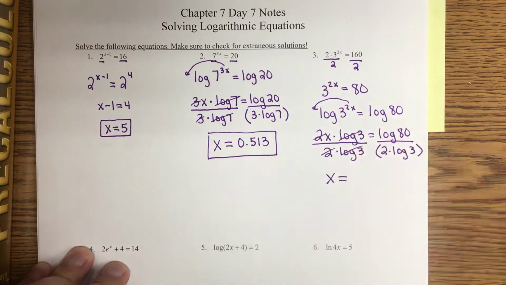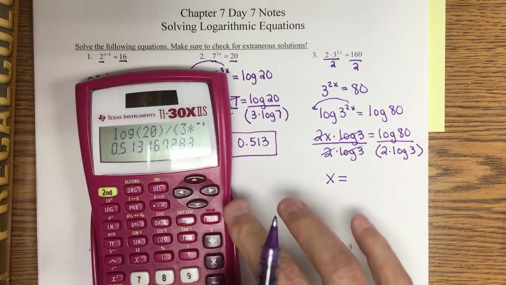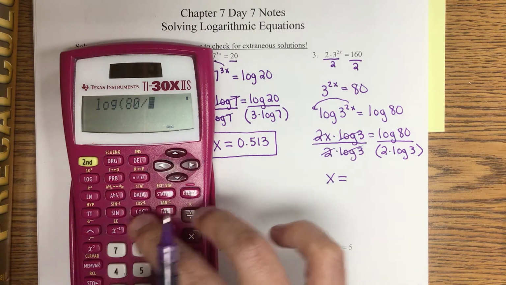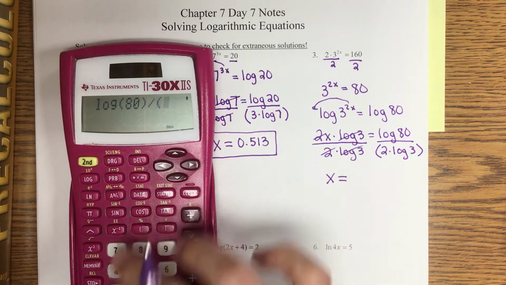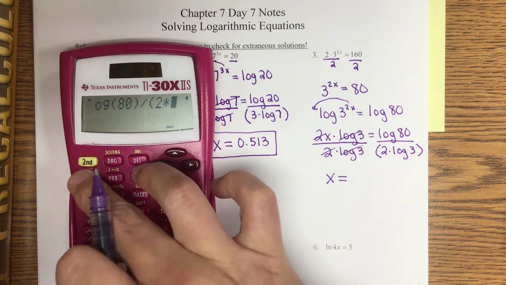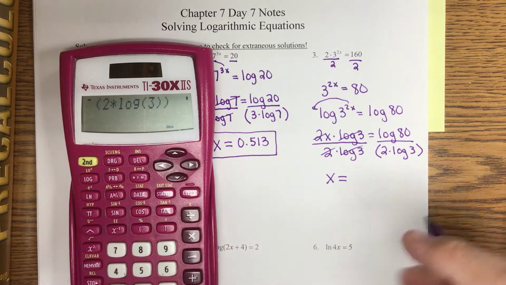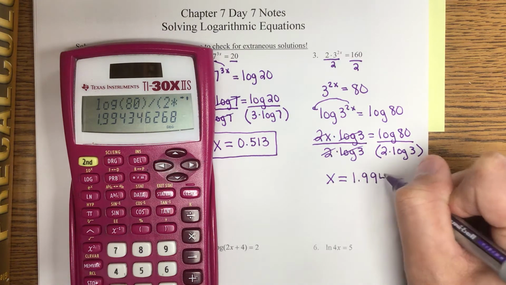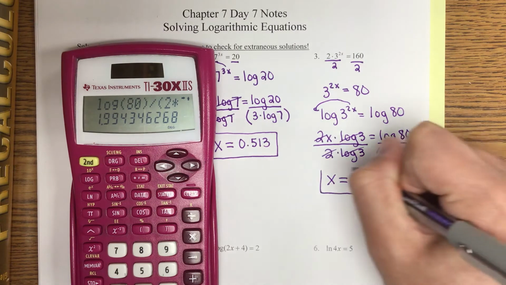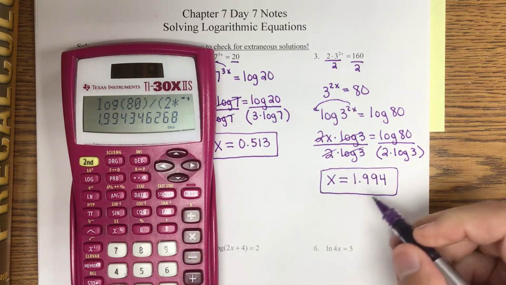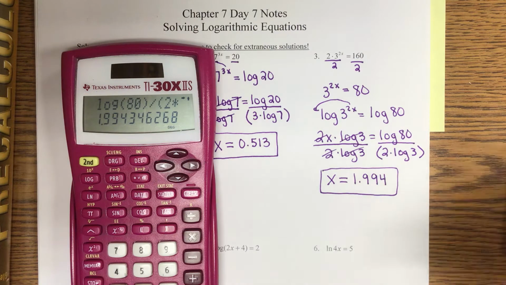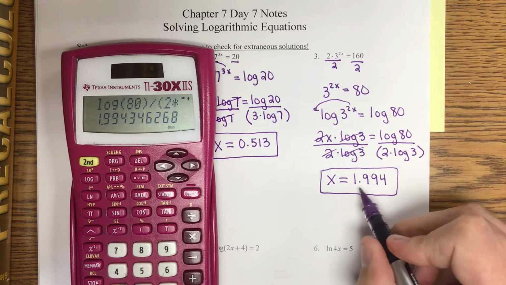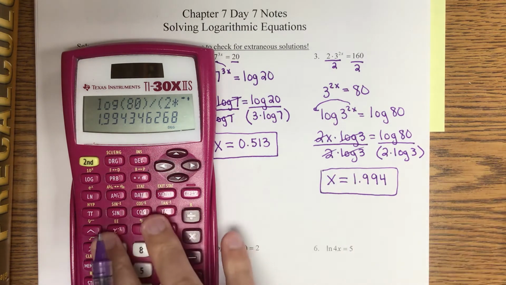So x is going to equal, I'm going to grab my calculator here, log of 80, close parentheses, divided by 2 times log of 3. Close. 1.994. So it doesn't specifically say where to round your answer. I would not want to put an answer of 2 here because 2 is definitely not going to give you this answer. That would probably give you 81. So I would use 2 or 3 decimal places each time.